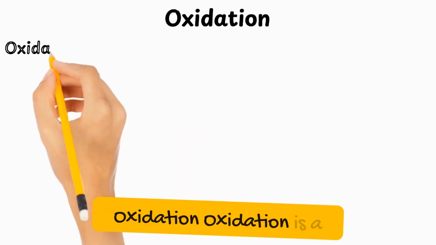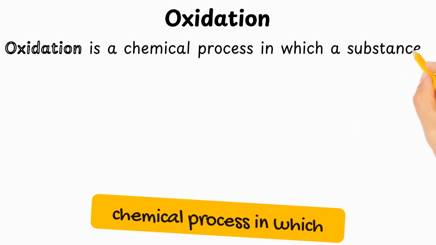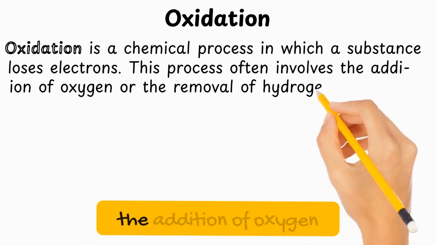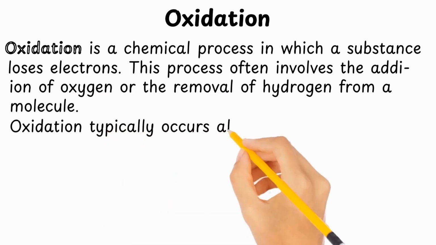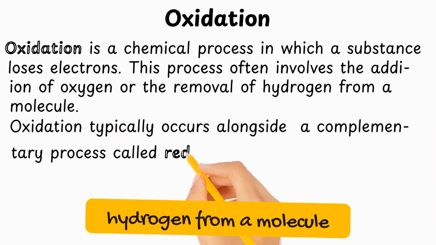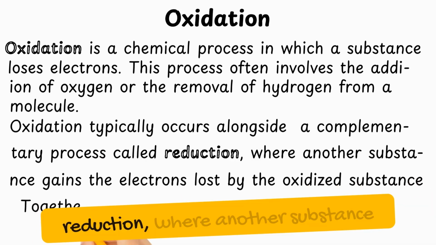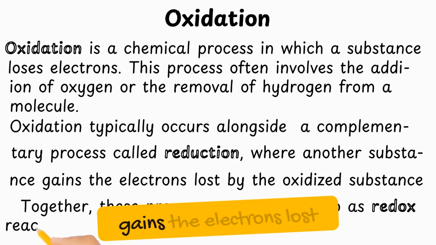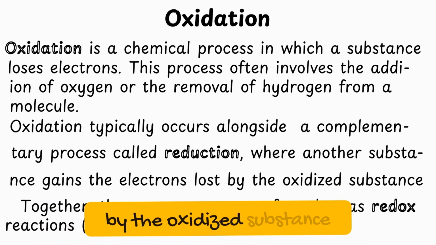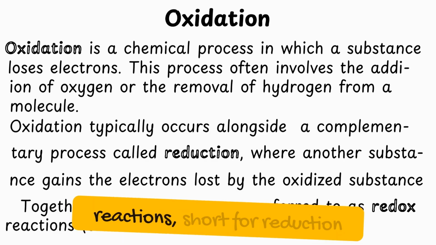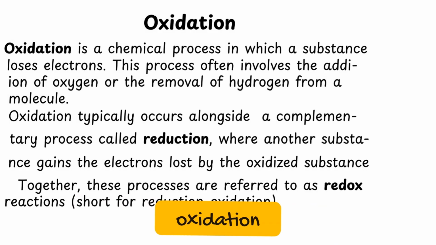Oxidation. Oxidation is a chemical process in which a substance loses electrons. This process often involves the addition of oxygen or the removal of hydrogen from a molecule. Oxidation typically occurs alongside a complementary process called reduction, where another substance gains the electrons lost by the oxidized substance. Together, these processes are referred to as redox reactions, short for reduction-oxidation.